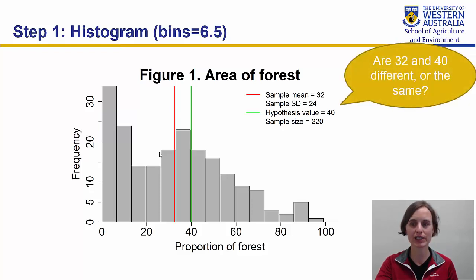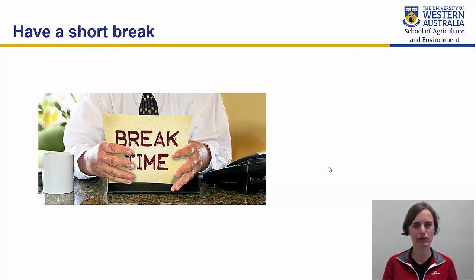That might sound a bit strange. Are 32 and 40 the same or different? How can they ever be the same? Well, if this standard deviation is big enough, then maybe there's no meaningful difference between 32 and 40. And in statistical terms, no meaningful difference means no statistical difference. And we're going to test that with a t-test after the break.